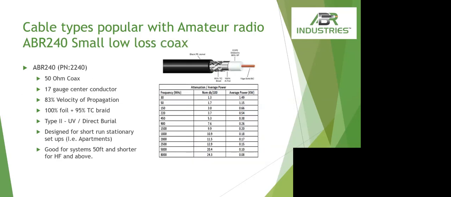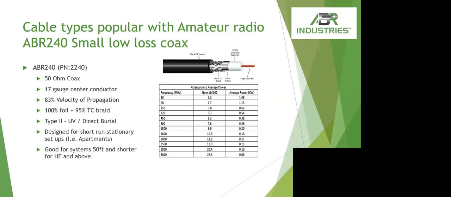Now we'll get into some of the smaller types of coax cables. We'll start with the 240, which is an RG8X replacement. There are two versions, one with a solid center conductor and one stranded. We'll start with the solid center first. With a solid center, it's a nice low loss cable, UV resistant. It is suitable for direct burial, but typically a lot of people use this in short stationary setups, like apartments, for example.